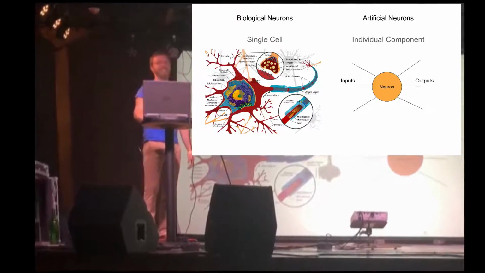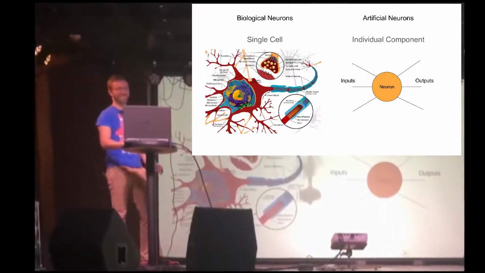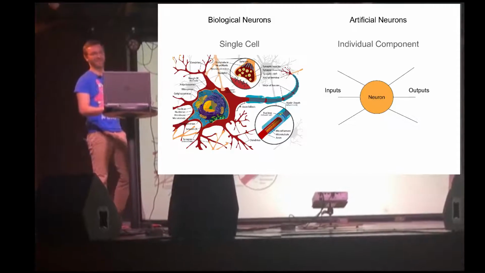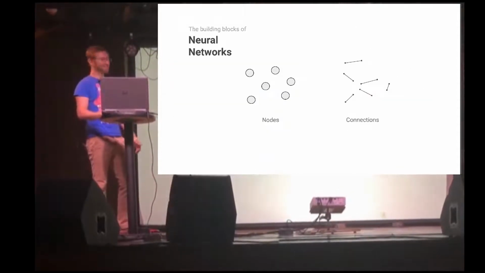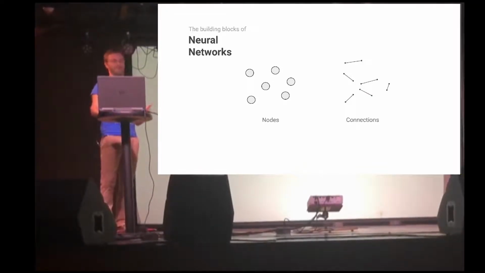A neuron in the human brain is one of the most complex biological cells that exists. And an artificial neuron is so simple, I'm actually going to teach you how it works in the next 5 minutes. So an artificial neuron, a neural network, is what's called a graph in computer science.